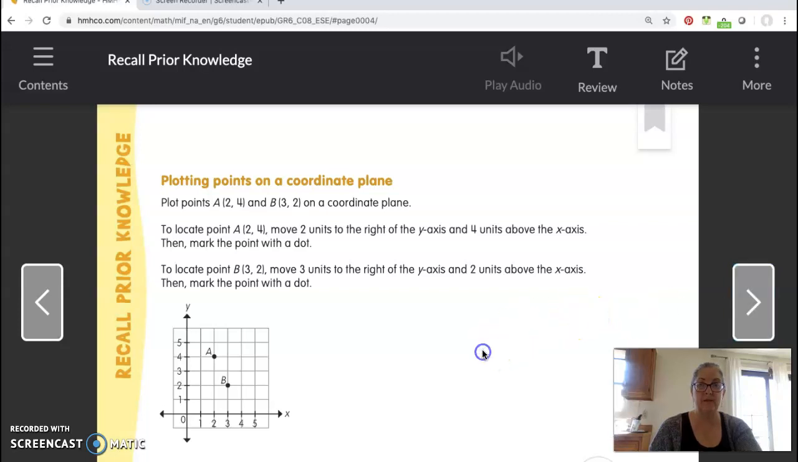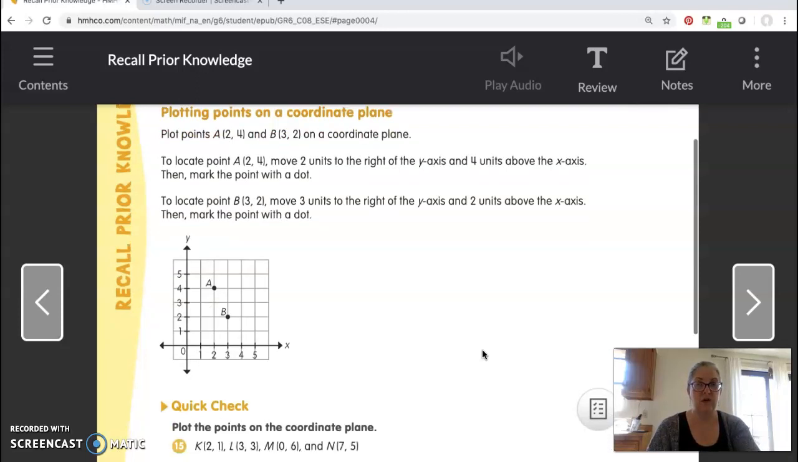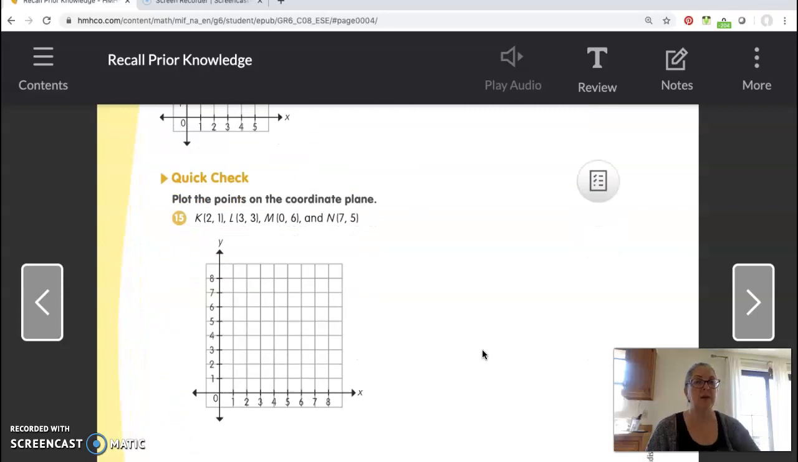And then on page 56, we start going into the coordinate plane. So last week you did a little bit of work on the coordinate plane. This is a reminder of how we plot points. It's just showing one quadrant of the coordinate plane. And then you are doing a quick check where you're plotting the points at the bottom of the page, number 15.